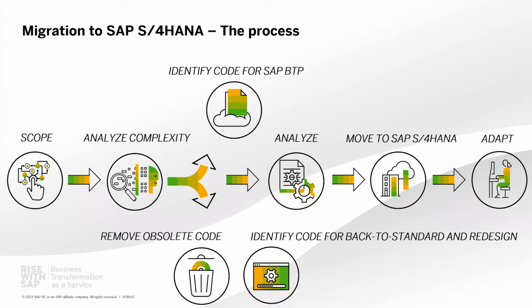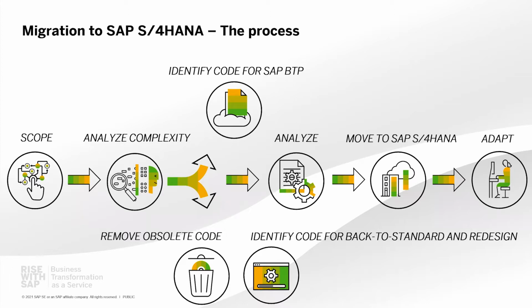And from there, you can drive your decisions about identification of the code for SAP BTP, or removing the obsolete code, or identify the code for breaks to standard and redesign activities. The app analyzes your custom code for SAP S/4HANA readiness based on the simplification information from the simplification database, which is provided by SAP S/4HANA.